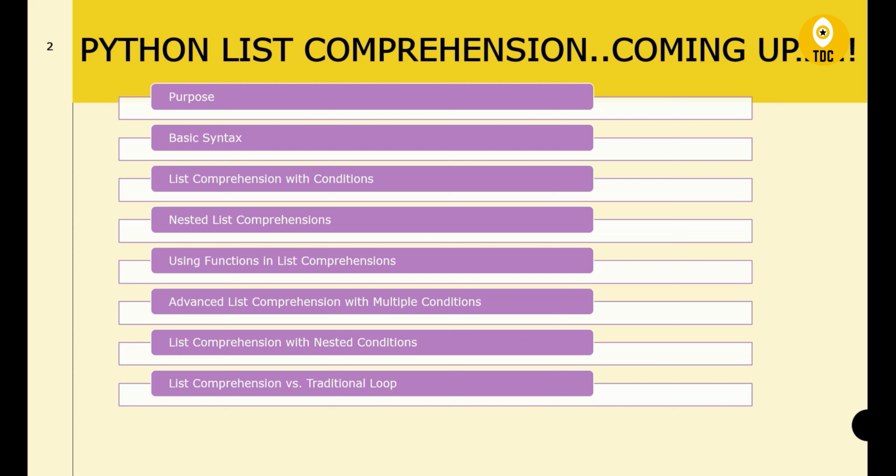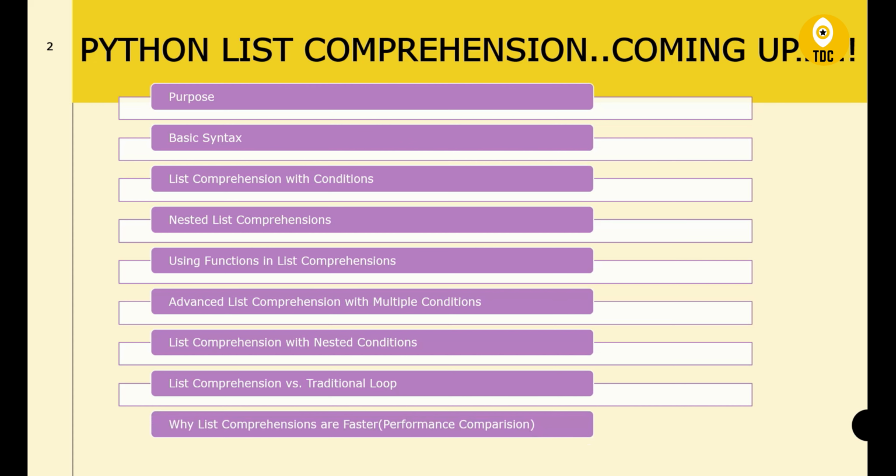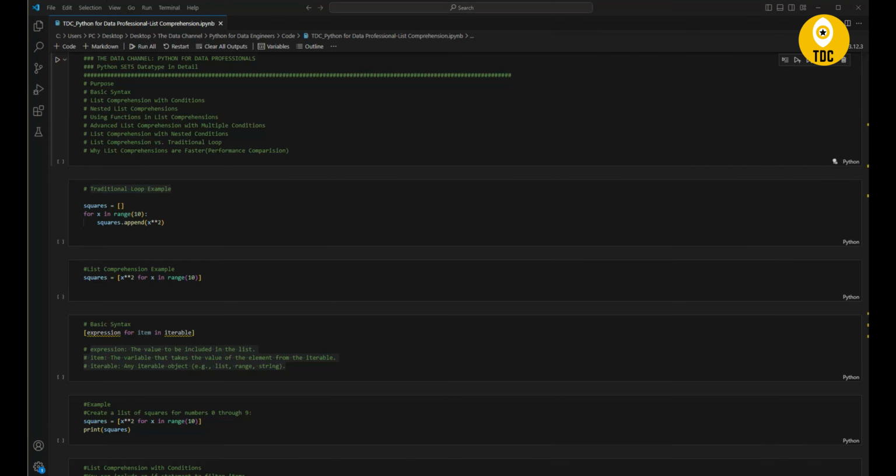And list comprehensions versus the traditional way of creating them, like the traditional way of creating a loop, basically. And finally, we will see why list comprehensions are faster in terms of performance when you compare them with the traditional looping mechanism. So now let's quickly jump to the practicals and understand with a practical session.